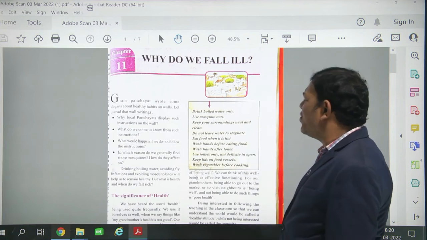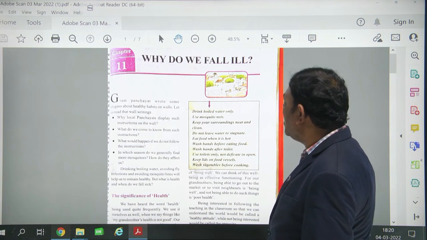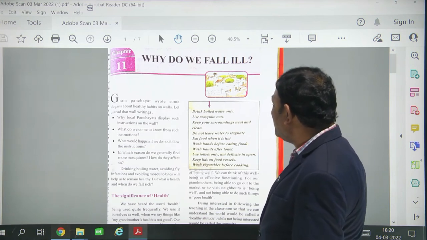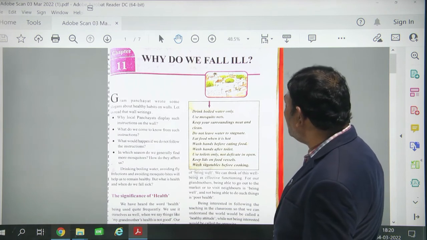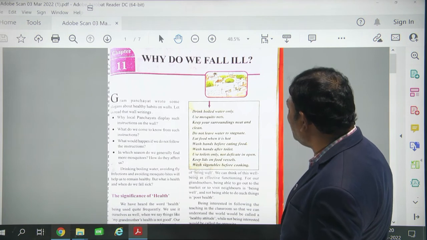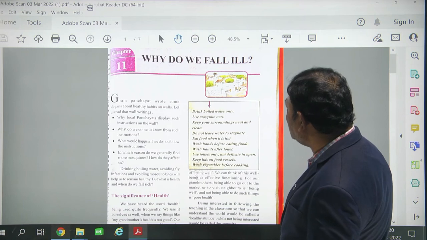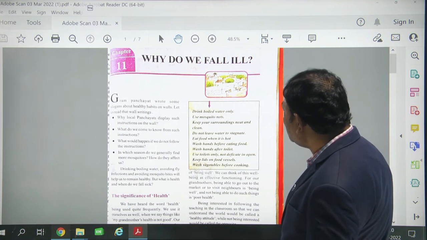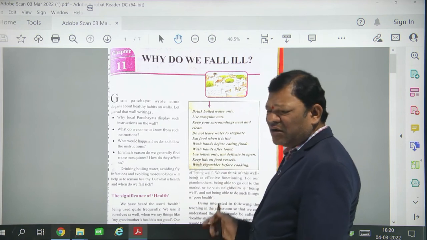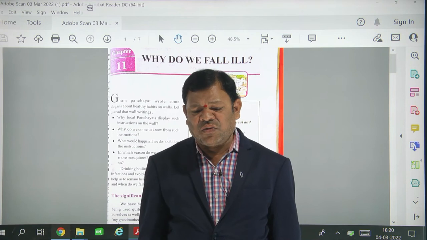Very, very important points are: drink boiled water only, regularly use a mosquito net, keep your surroundings neat and clean, don't leave water to stagnate, eat food when it is hot, wash your hands before eating food, wash hands after the toilet, use the toilets only, do not defecate in the open, keep lids on the food vessels, wash vegetables and fruits before cooking. These are the rules and regulations everyone should follow.